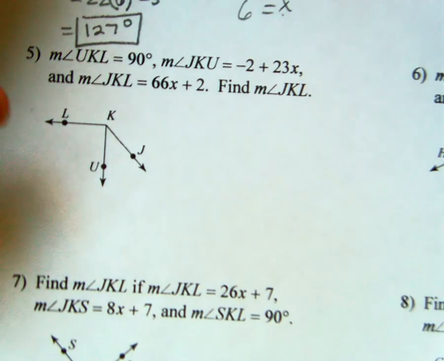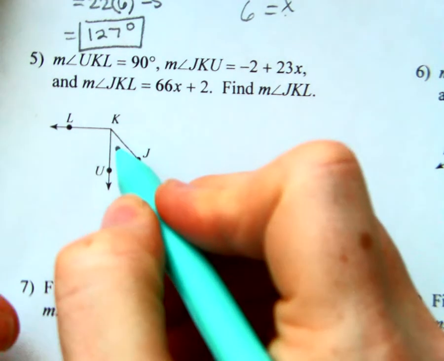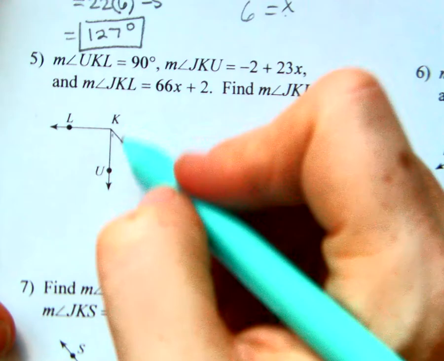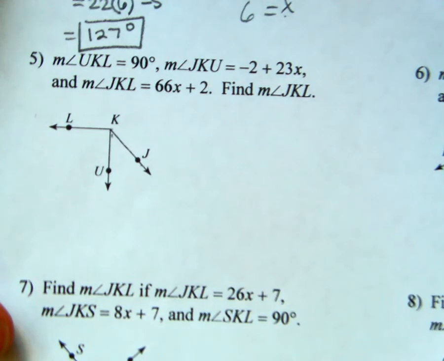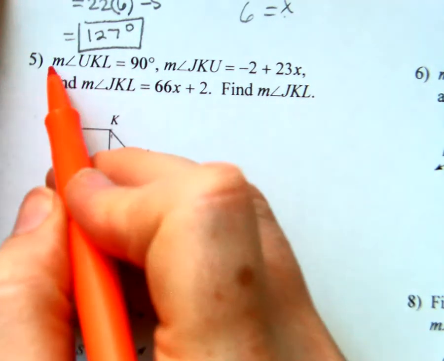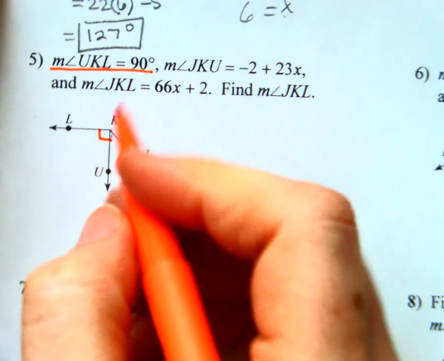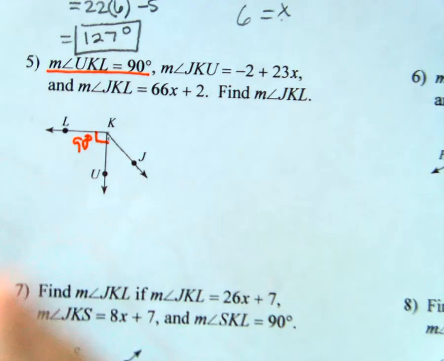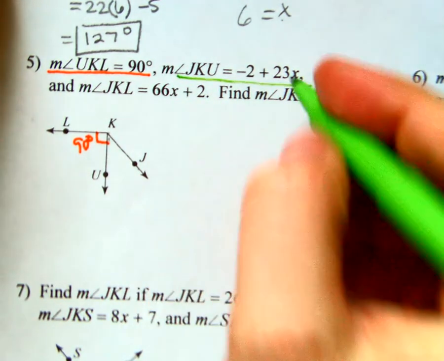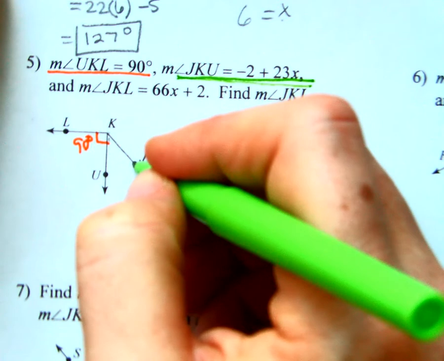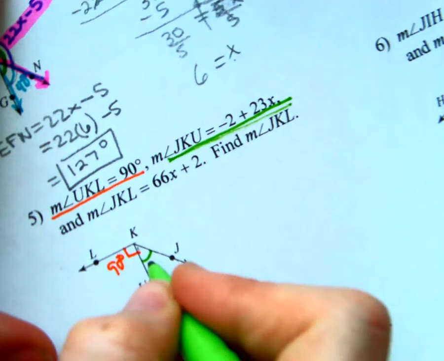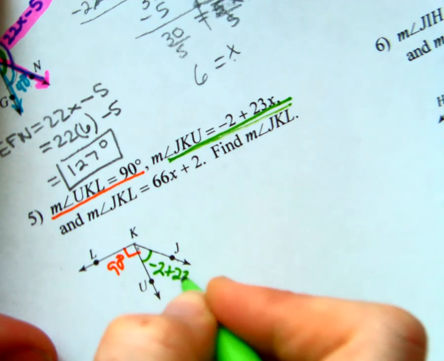Number 5. We have UKL. Let me go the right direction here. So it's telling us the measure of UKL is actually a right angle. It's 90 degrees. And then JKU, which is this guy right here, is, I'm turning the paper, negative 2 plus 23x.